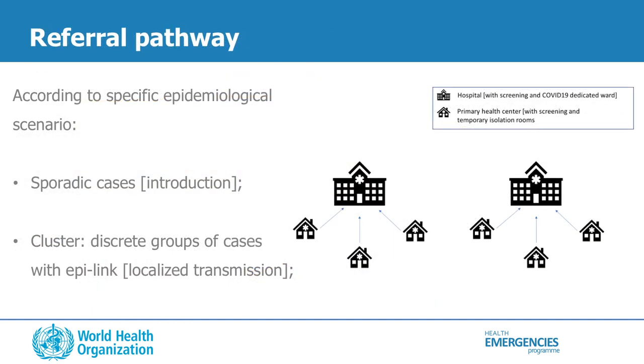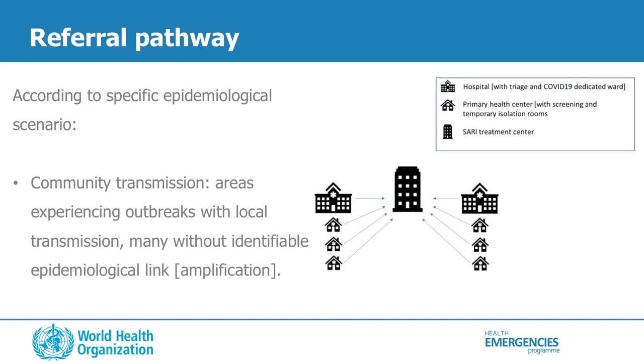The referral pathway changes according to the different scenario. During the introduction and localized transmission scenario, suspected COVID-19 patients can be identified at primary care screening and referred to the hospital where a dedicated COVID-19 ward has been designated. When reaching the community transmission scenario with the opening of a dedicated SARI treatment center, the referral pathway changes accordingly, and all suspected and confirmed COVID-19 patients will then be referred to the treatment center.